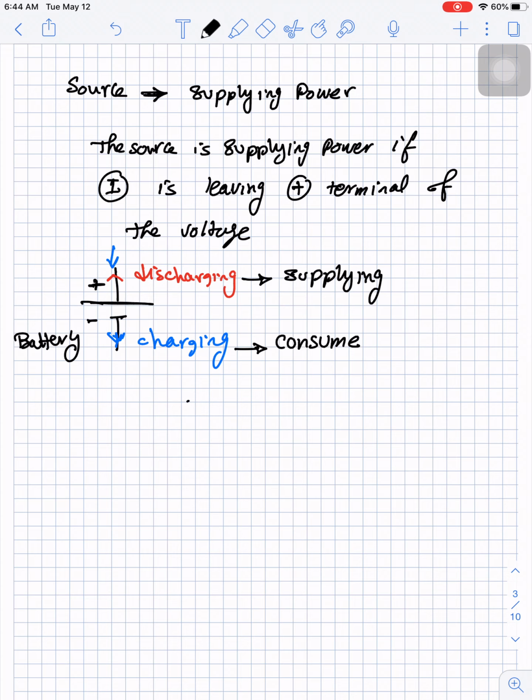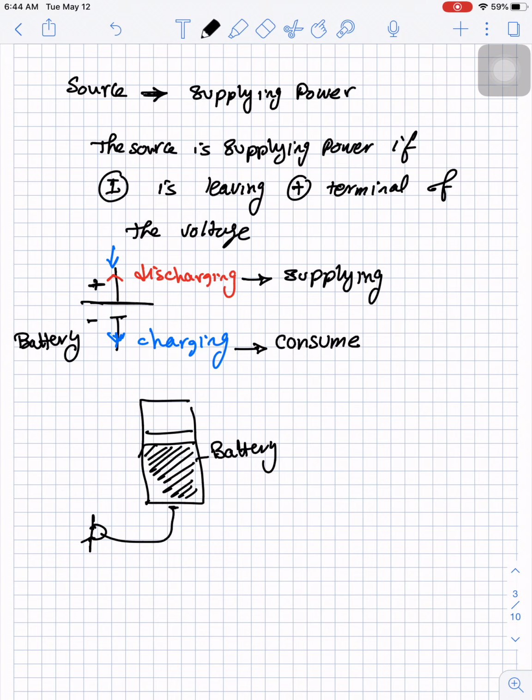So say here is your cell phone, and inside your cell phone you have a battery. If your cell phone is disconnected from the charger, this battery is the main supply of the cell phone, and this battery will be discharging. But if you connect the charger and plug it in, now this battery is connected to a circuit with higher voltage, and now the battery is being charged. So the same battery can be charging or discharging based on the circuit it is connected to.